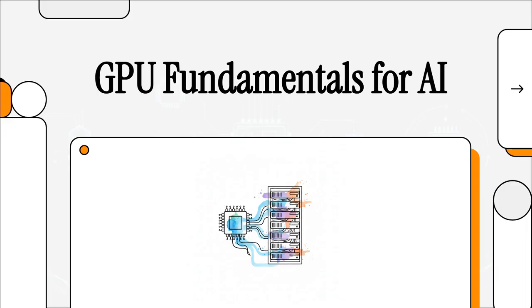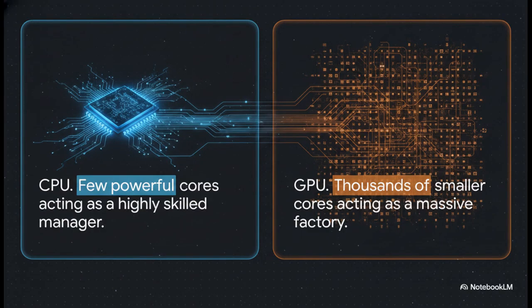Let's get into it. To understand why GPUs even exist in the AI space, you really need this mental model. Think of a CPU as a highly skilled manager. It handles one really complex task at a time with incredibly low latency. A GPU, on the other hand, well, that's like a massive factory. You've got thousands of smaller workers executing the exact same mathematical operation on huge data sets, all in parallel. And since AI models require literally millions of matrix multiplications, this parallel factory setup maps perfectly to the workload.